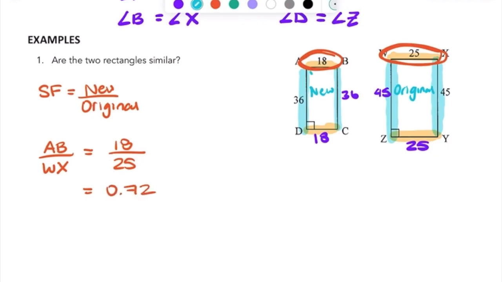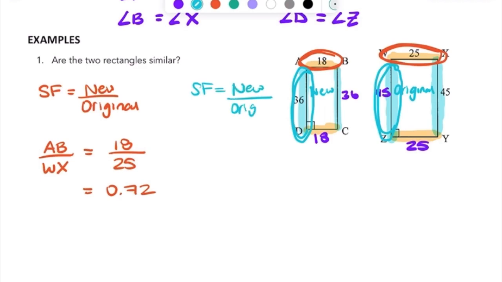Now I'm going to do the same thing with my blue side. So I know scale factor would be new over original, but again, if I just write SF, it might be a little bit confusing about which scale factor I'm talking about. So I'm going to say that's side AD over side WZ, and plug in those numbers. 36 over 45, plug it into my calculator. I get 0.8.